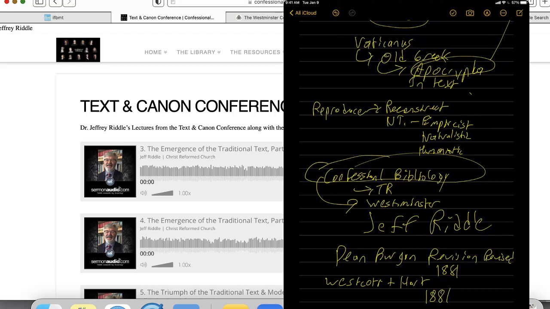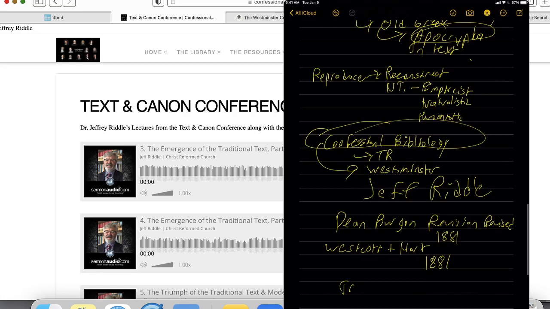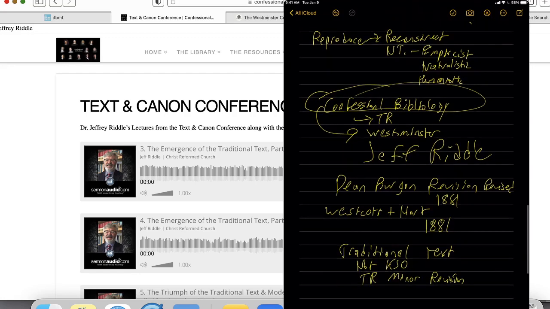Now, Dean Burgon believed in what he called the traditional text. Dean Burgon was not King James only. He believed the TR needed minor revision, but he definitely would not be accepting of today's Nestle-Aland text or the UBS text or the Tyndale. He would probably be closer to the TR.